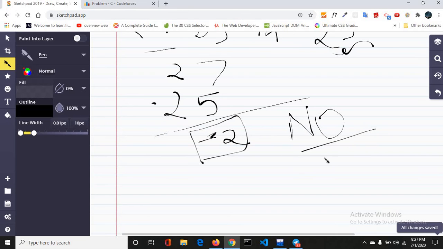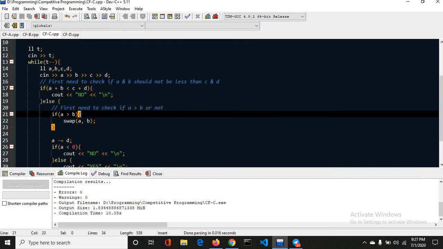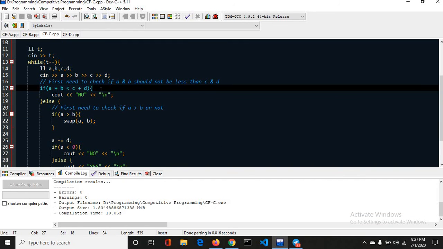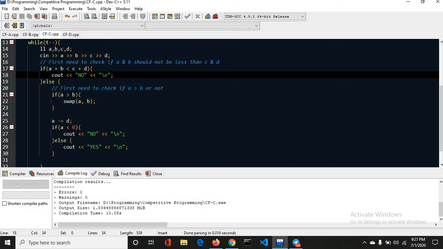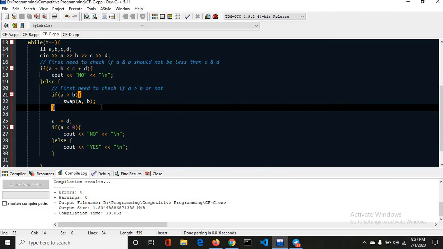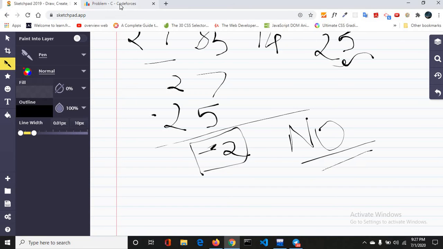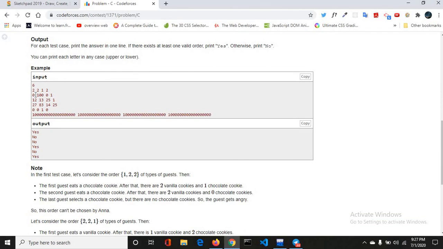So I will show you the code, so you might get a better idea from there. First, if a plus b is less than c plus d, the answer is no as usual, that is, the number of cookies is less than the number of guests. Then we need to check if a is greater than b or not. If it is greater than b, that means we got more vanilla cookies.